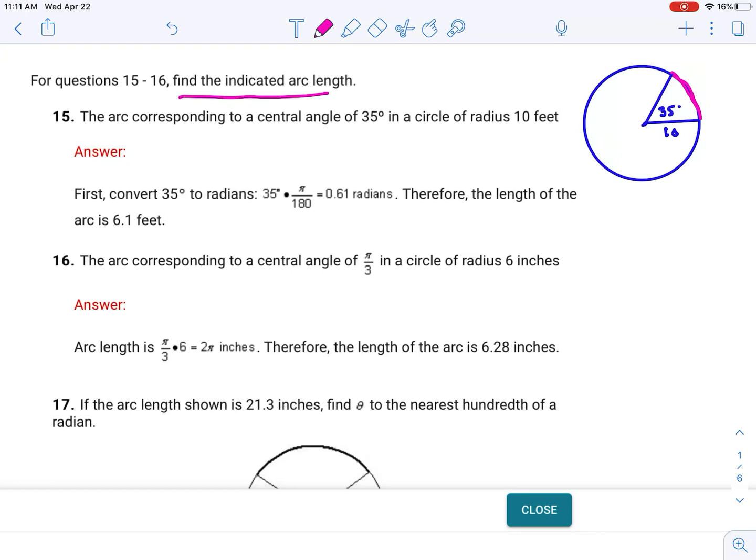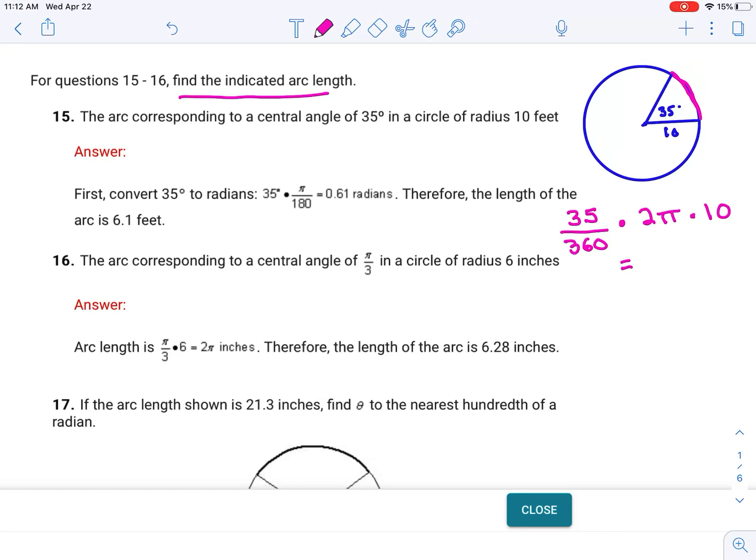So I want to do this with degrees and I want to do it with radians. I would need to get the circumference of the whole circle and then just take the portion that I need. What's the portion that I need? I need 35 degrees out of 360. I just need that portion of the circle. And then I have to go 2 pi r.